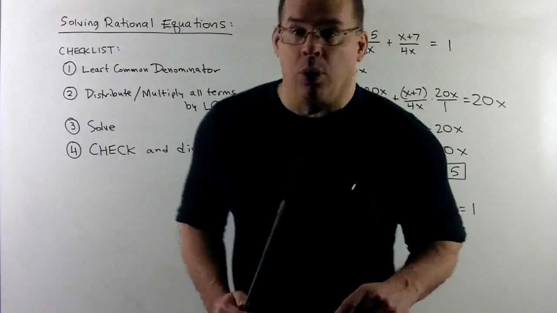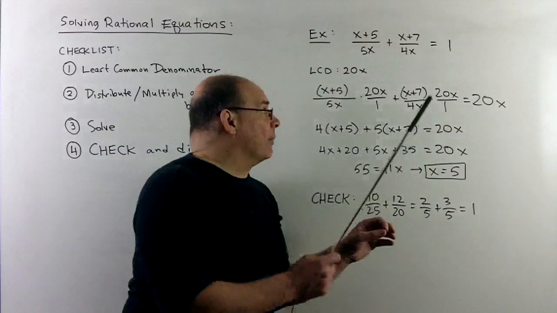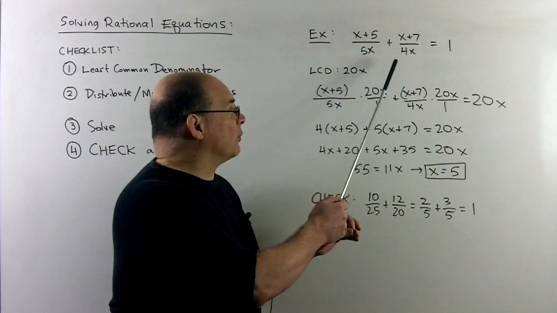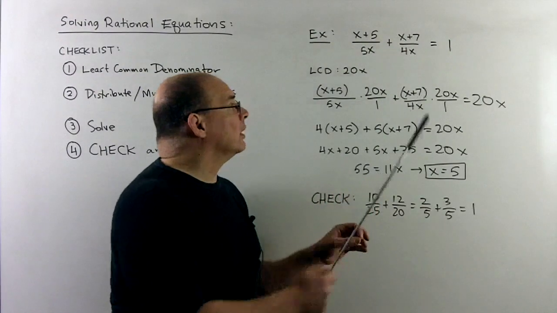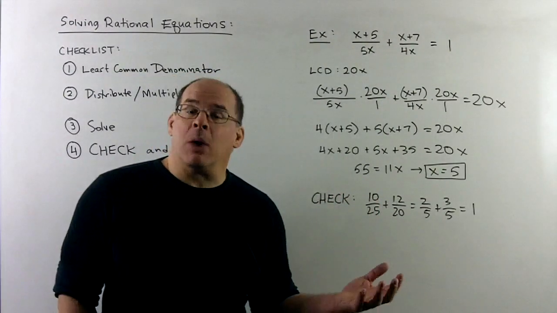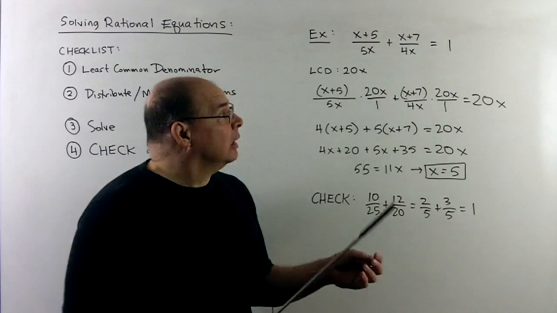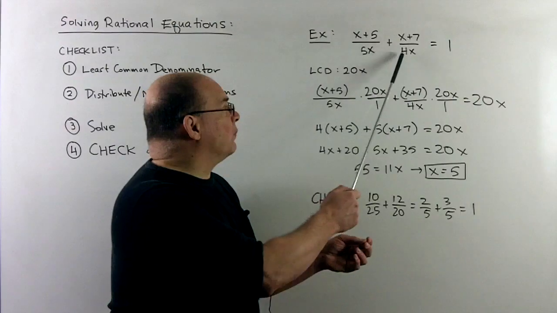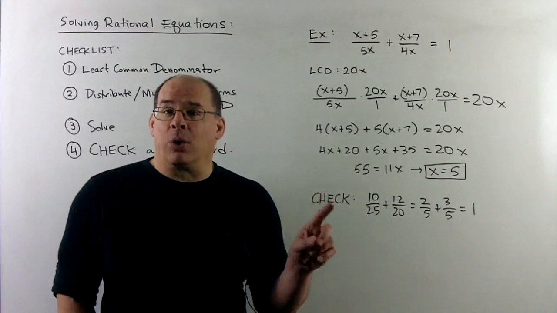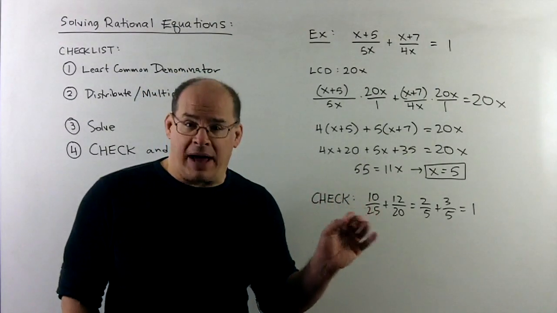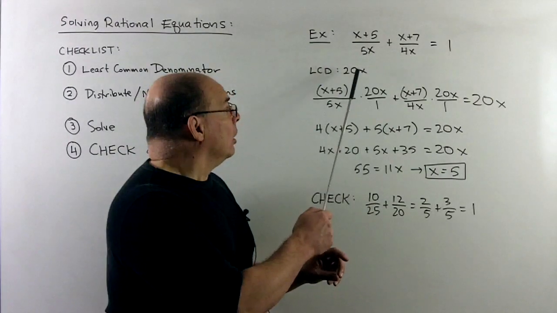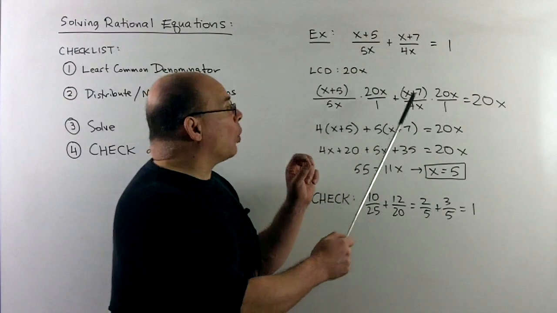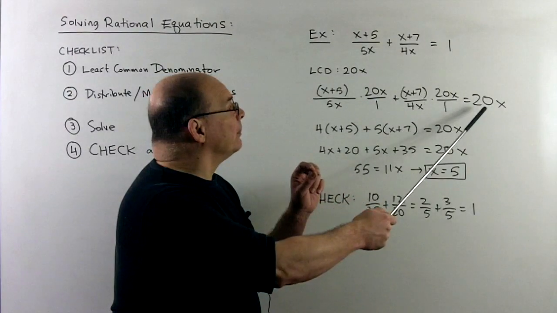Now, for a basic example, let's try (x plus 5) over 5x plus (x plus 7) over 4x equal to 1. Here, first step, I want to clear those denominators out. The least common denominator is going to be 20x. So 5x, 4x, 5 and 4, I'm going to need a 20. The x's are fine as they are. I multiply each term by 20x over 1, or just 20x if no fraction.